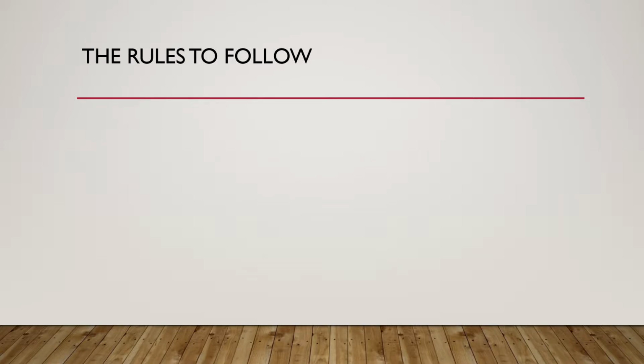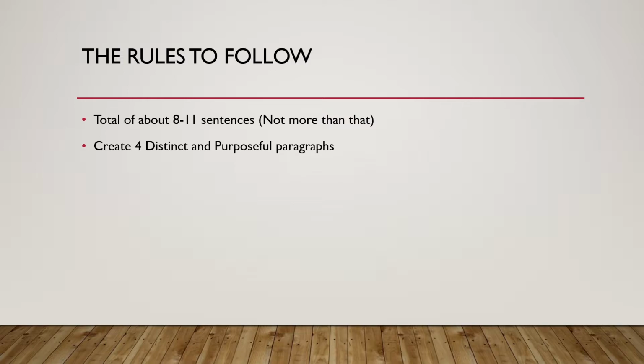The rule to be followed while writing these parts is to always write 8 to 11 sentences, not more than that. Most of the students write more than 8 to 11 sentences, and it is not at all necessary. If you write 8 to 11 sentences, you will automatically reach the required word limit. So create 4 distinct and useful paragraphs. It should be completed within 20 minutes, right? That makes sense, because you will have much more time for the task 2 writing part.